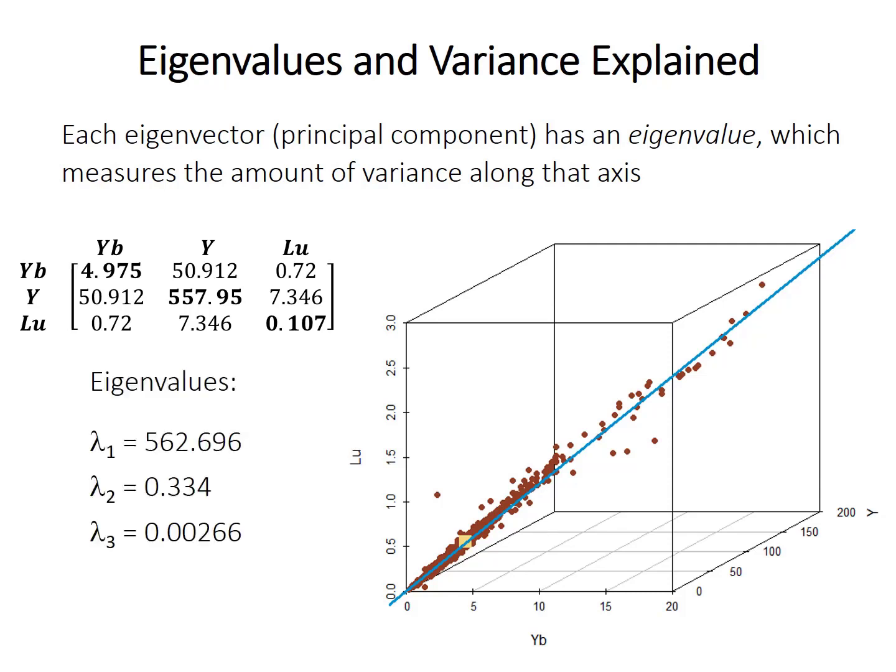So in the example here, what you can see is that the total of the three eigenvalues, given the Greek letter lambda, is the same as the sum of the three original variances. So we can basically say that each principal component axis, each eigenvector, explains a certain proportion of the original variance, and that proportion is given by its eigenvalue.